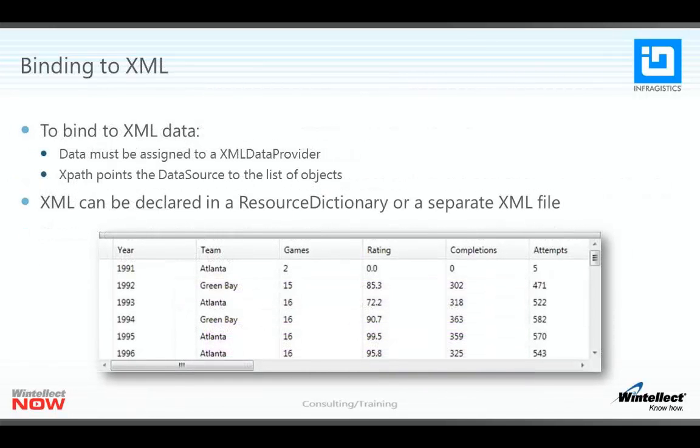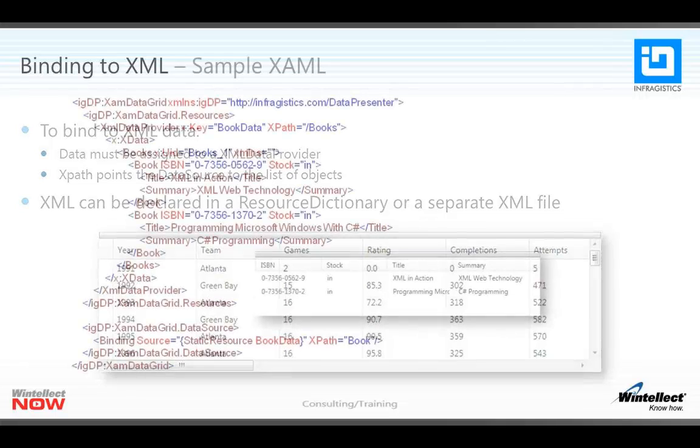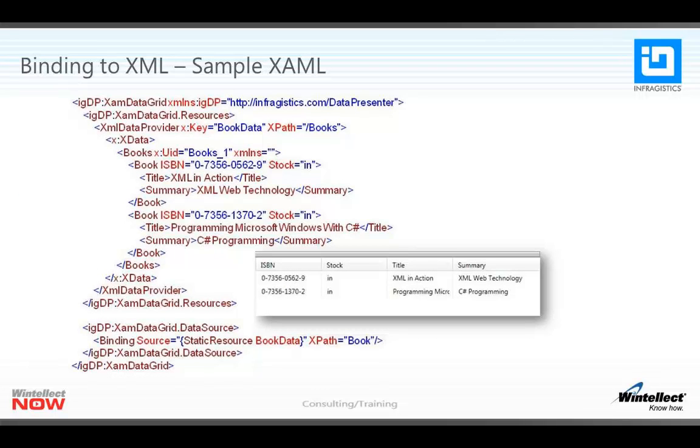To bind to XML data, the data must be assigned to an XML data provider. XPath is used to point the data source to the list of objects. As with any other use of XML data provider, XML can be declared in a resource dictionary or a separate XML file. The XAML here shows an XML data provider declared in the resource dictionary of a XAM data grid, and the data source of the grid is assigned to a specified path in the XML data.